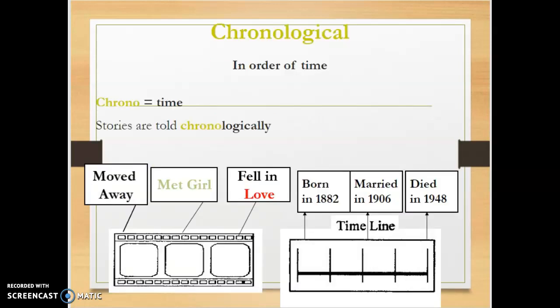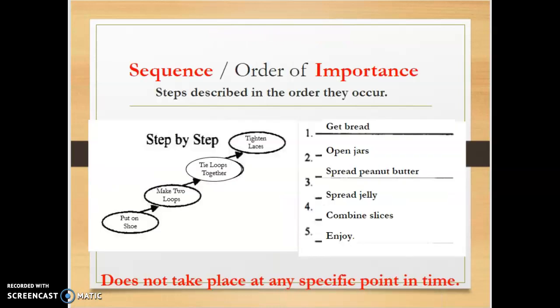So the first one is chronological, and this means in order of time. Chrono is time, and stories are told chronologically. So this is where you see events that happen from beginning, middle, end. When you see dates, times, and years, these are timelines. Sequence of events or order of importance are steps on how something occurs.